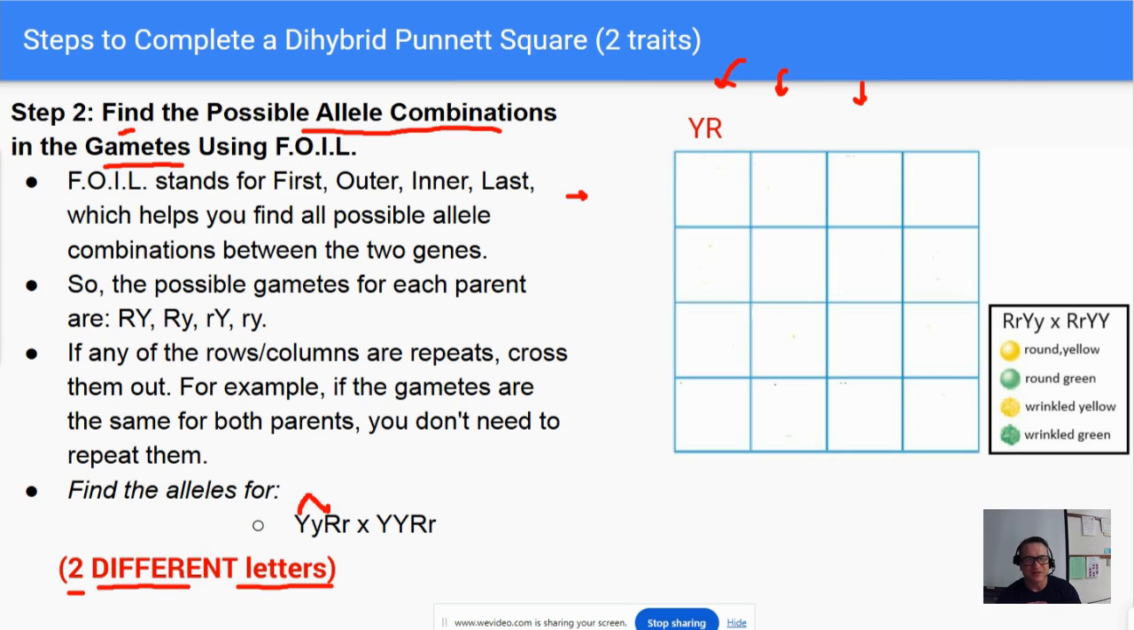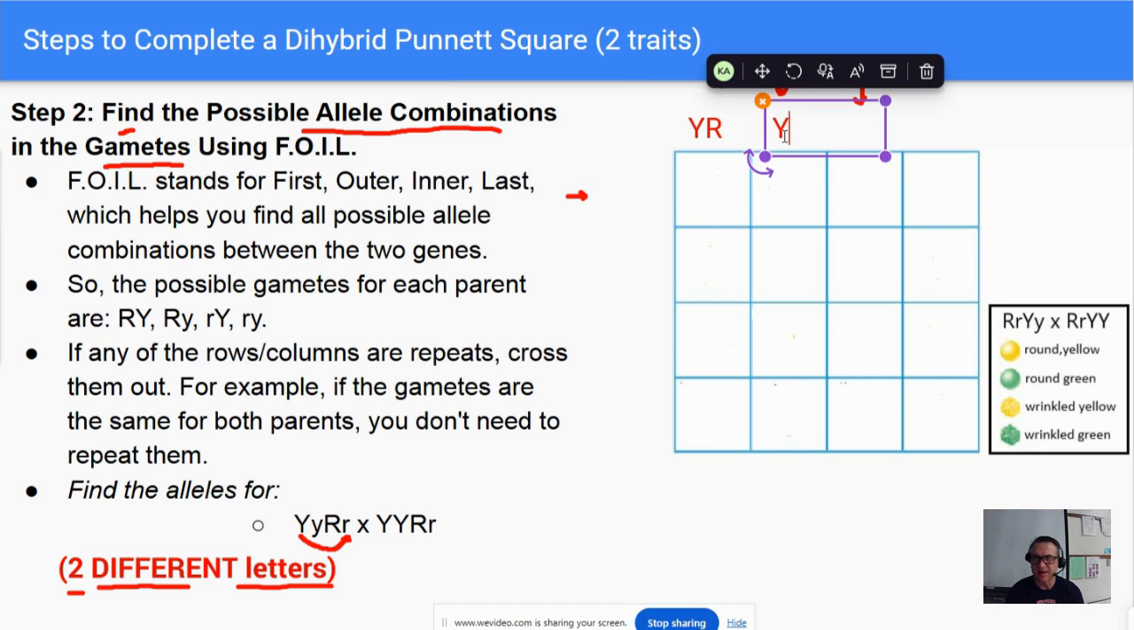O stands for outside. So this Y is on the outside, the big Y, and the little r is on the outside. So big Y, little r, that's another combination. All right, we're done with the big Y. Big Y cannot go with the little y because of Mendel's principle of segregation. You don't give both the Y's. Now we're going to move on to the little y.